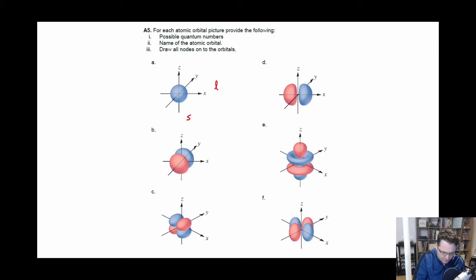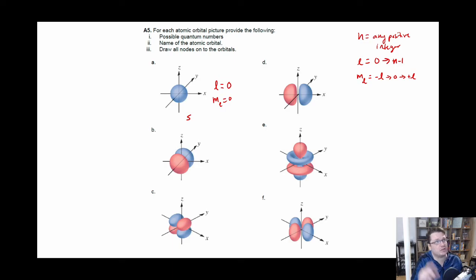We know then that means that L is going to be equal to 0 in this case, right? And then M sub L has to equal 0, right? Because if we're thinking about the definitions, right, N is any positive integer, right? The values of L can only be from 0 to N minus 1. And then the values of M sub L can only be negative L to 0 to positive L, right? So those are the conditions that we have to work with. So looking at that right there, again, we know it's an s orbital because it's a perfect sphere that's completely centered at the center of the XYZ coordinate plane. So we know that much.